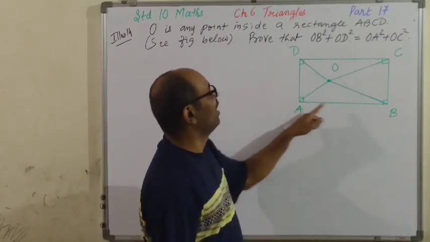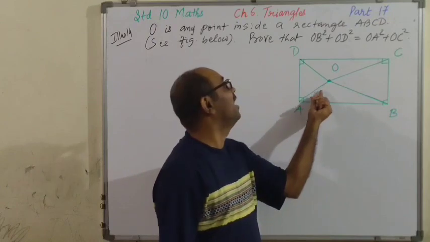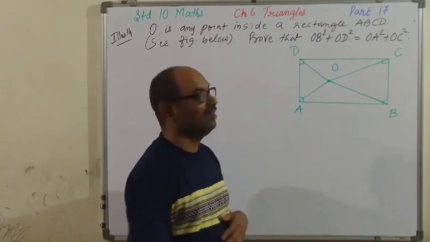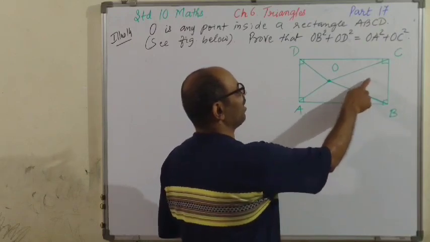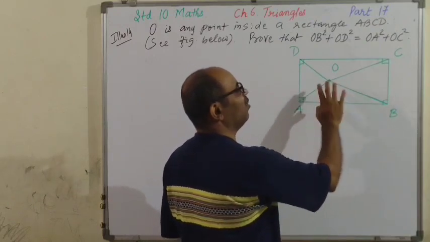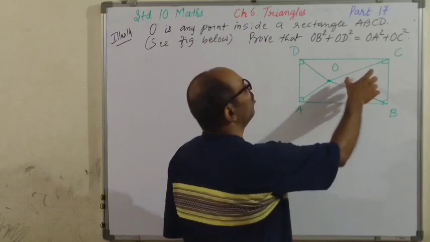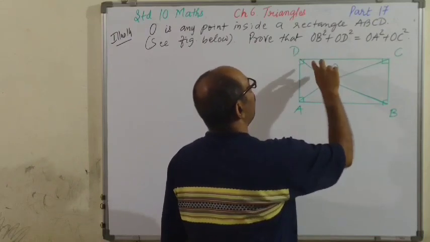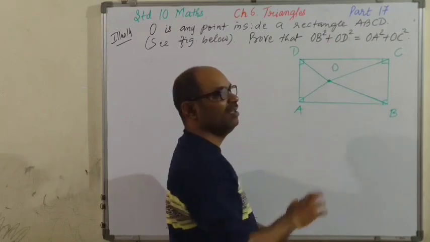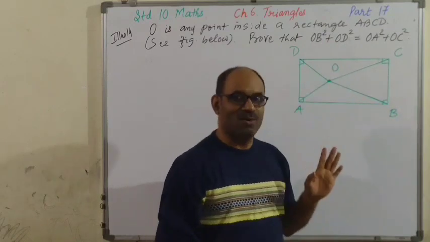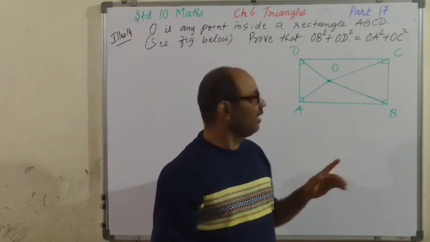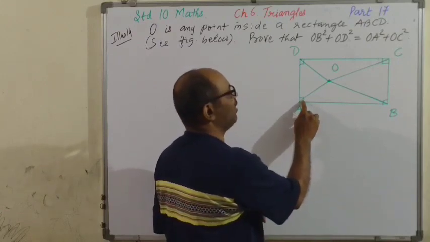OA, triangle ABO का side है, but triangle ABO is not right triangle. OB, ये triangle, कोई भी triangle ले लो, but it's not right triangle. OA, OC, OD, OB, कोई भी side अंदर वाली ले लो. It's not a side of right triangle. Correct? Yeah, angle A is right angle.